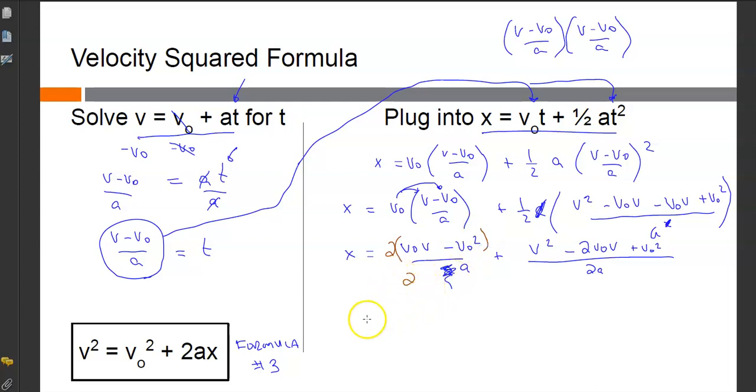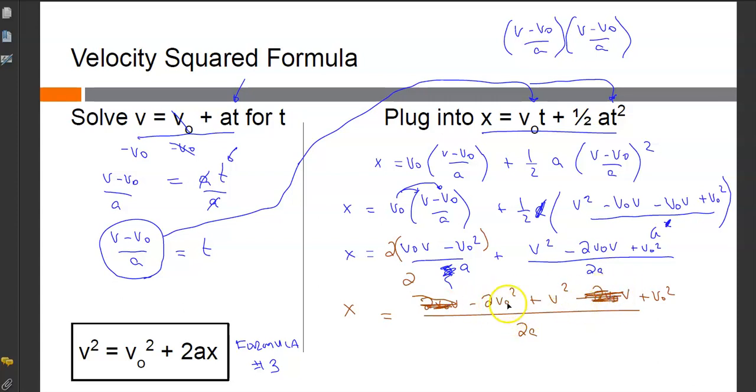Now I've got a 2a everywhere I need it, and that gives me a common denominator. So right here I'd have that common denominator on the bottom. Working across the top, I distribute the 2 to the v naught v, it would be 2v naught v. Then I've got negative 2v naught squared. And then I come across, I got the plus v squared minus 2v naught v plus v naught squared, like that. You can see there's some stuff that cancels out here. There's a positive 2v naught v and that negative 2v naught v. Those are going to cancel each other out, so those are gone.